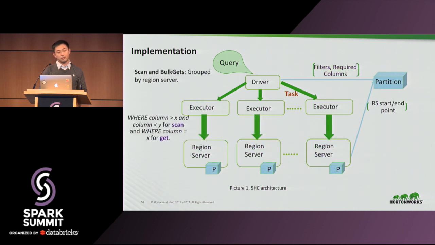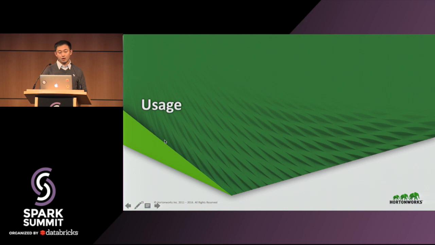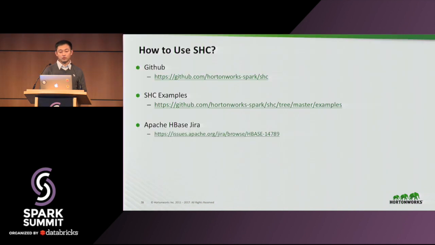A scan and a get are similar things. You have a condition like column bigger than X and column smaller than Y, and a scan, and where column X for a get. Okay, we can bucket these together to save the cost. This is the general framework. So we want to introduce some basic API usage for us to learn.